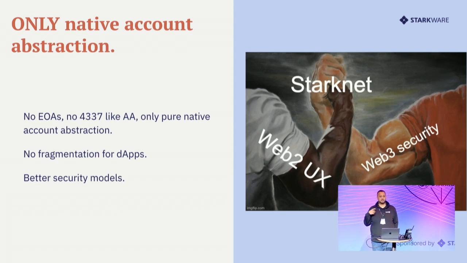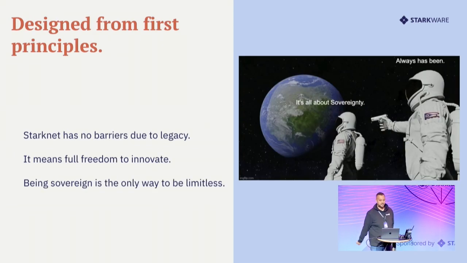And when you have only native abstraction, you can have better security models because you can prevent some typical security flaws that you have with EOAs, for example. So the idea is really to bring Web 2 user experience, but with Web 3 security and sovereignty. Of course, you want to preserve the possibility of having your self-custody and whatnot, but you want to bring a very smooth UX for users. And having only native account abstraction makes Starknet a unique place for dApps builders.